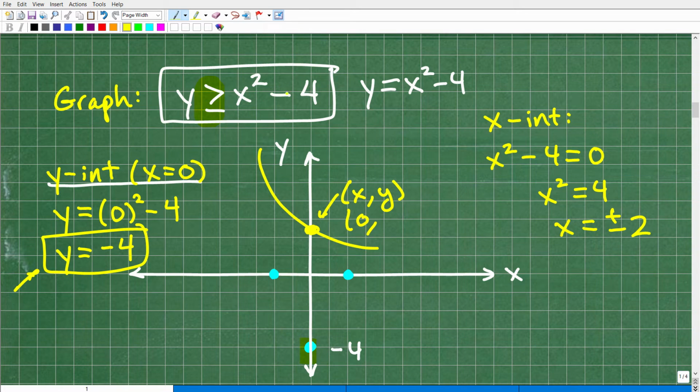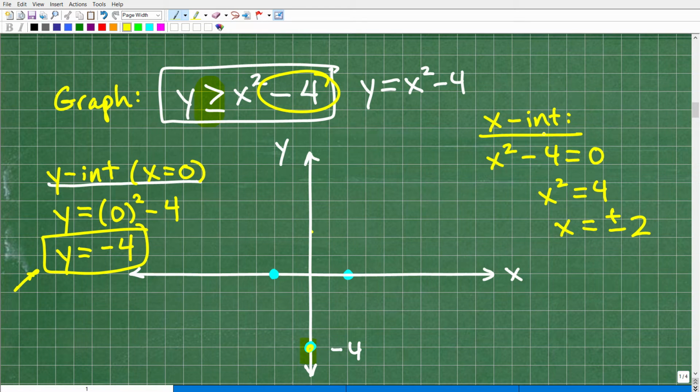Of course, right here, if you understand how to graph parabolas, you can just see, oh, this is the y-intercept. In other words, our parabola is going to cross the y-axis at -4. So just go ahead and mark that point there. Okay, so now to make this graph even more accurate, we can get the x-intercepts.